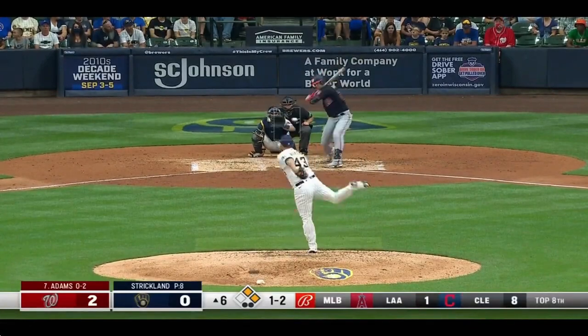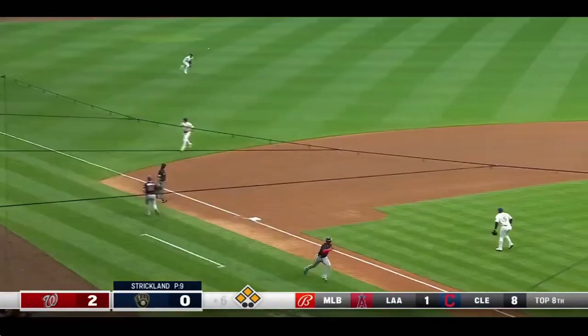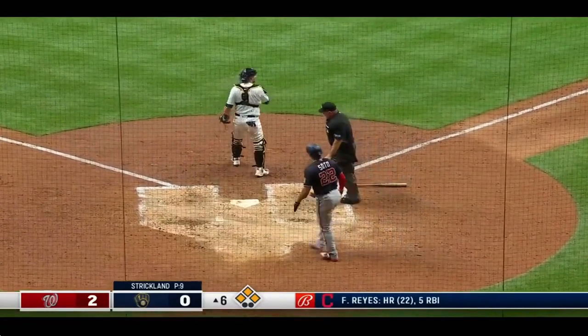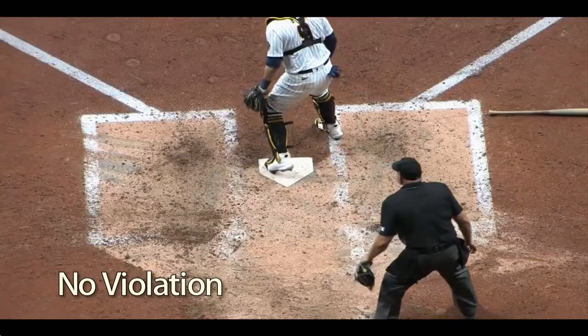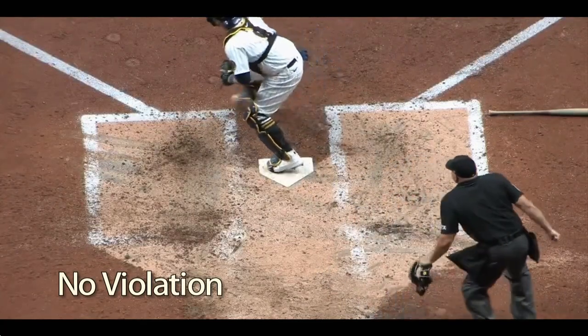In this play, the catcher set up in an illegal position on top of home plate, but there was no violation because the runner was called safe. A legal position for the catcher is entirely in front of the plate with the left foot on the fair side of the third base foul line. I should add, stepping on the plate is an illegal position, but because the runner is called safe, there is no violation.